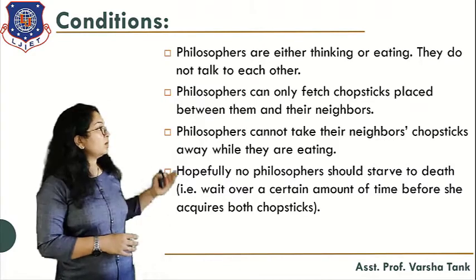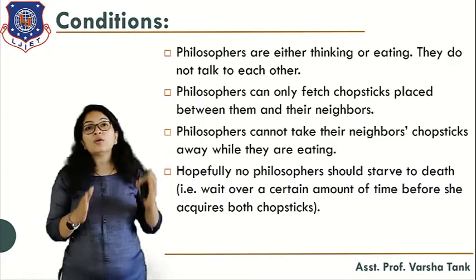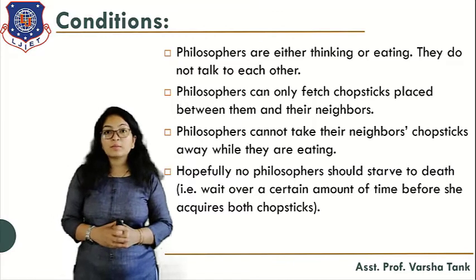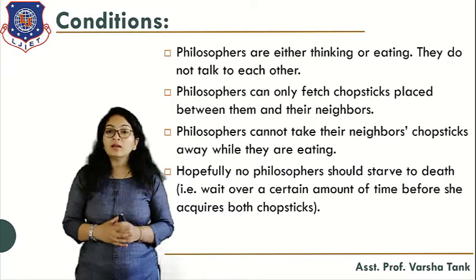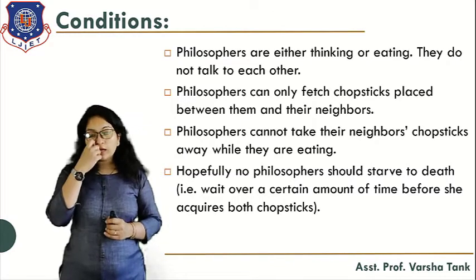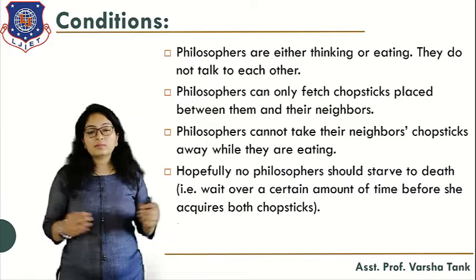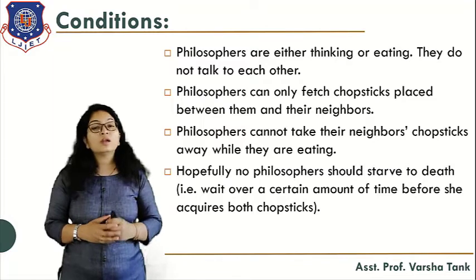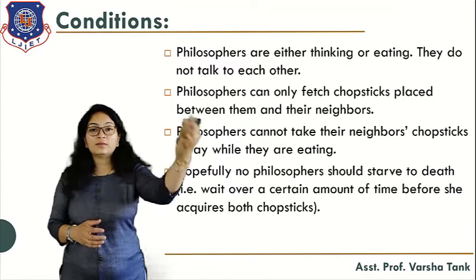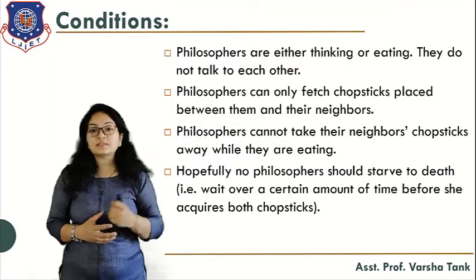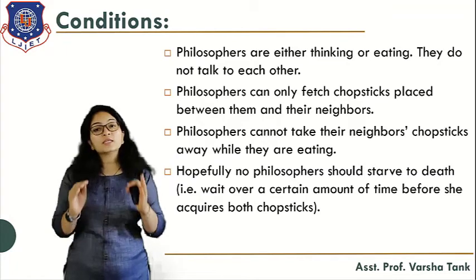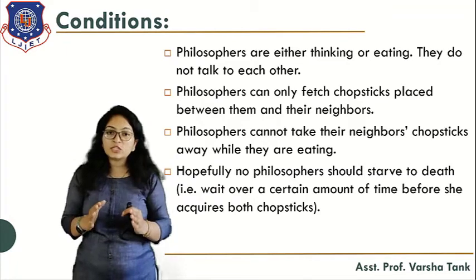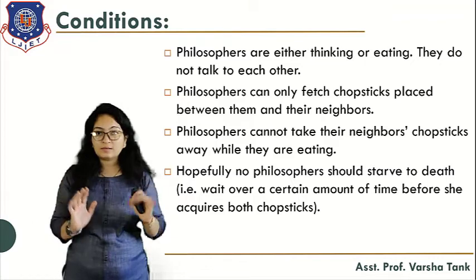Another condition is that a philosopher can only fetch the chopsticks placed between them and their neighbors. So if the chopstick is not available at the adjacent place, no philosopher can take a chopstick from the opposite side. That is not possible. A philosopher can only take chopsticks from either side.